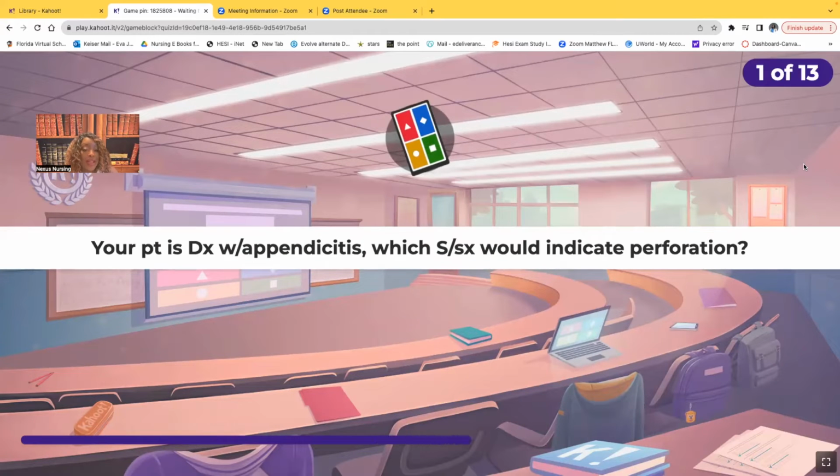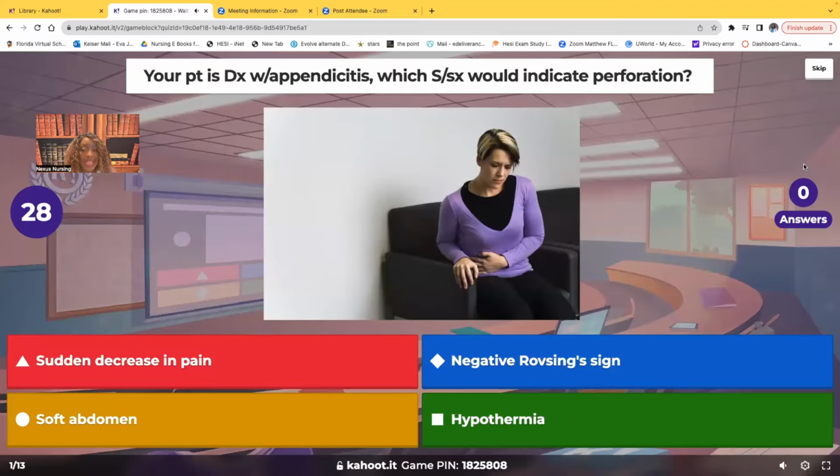Your patient's diagnosed with appendicitis. Which signs or symptoms would indicate perforation? Would it be sudden decrease in pain? Would it be a negative Rovsing sign? Would it be a soft abdomen, or would it be hypothermia? Your patient's just been diagnosed with appendicitis. Which sign or symptom would indicate perforation?